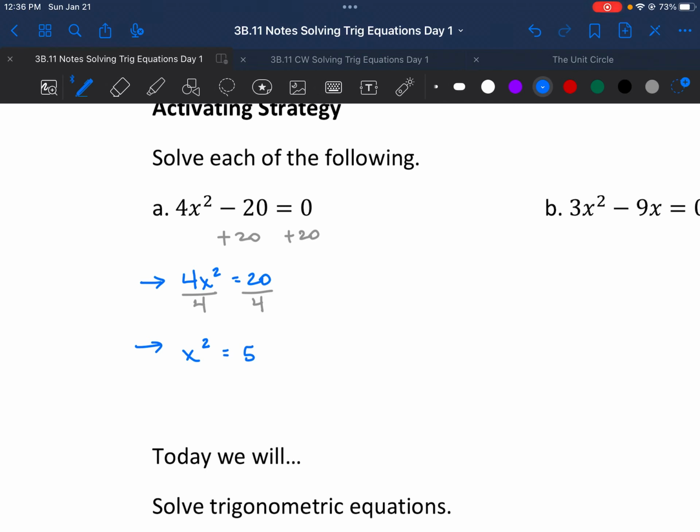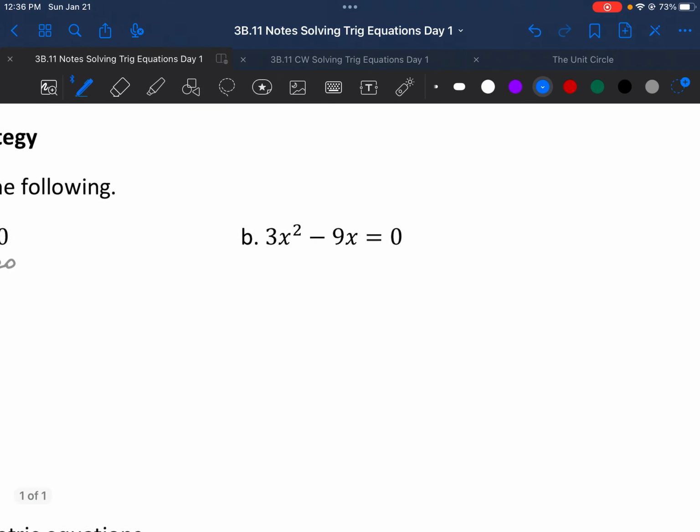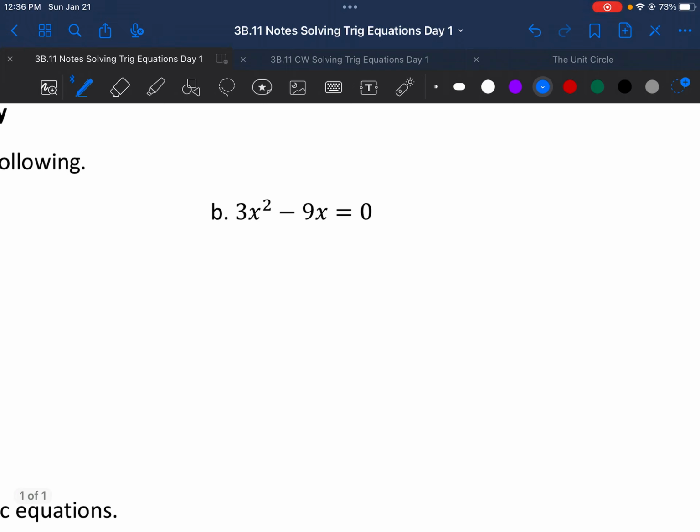To remove the squared power, we're going to take the square root of both sides. And we get x equals, now remember, when you're taking the square root like that, when we're introducing the square root into the equation, we need to have that plus minus sign. So x equals plus or minus the square root of 5. Okay, and our second quadratic equation that we're going to solve is 3x squared minus 9x equals 0.